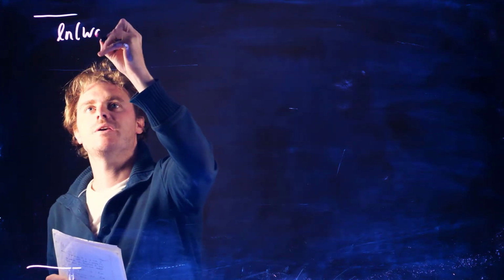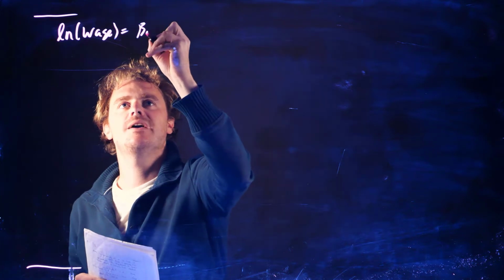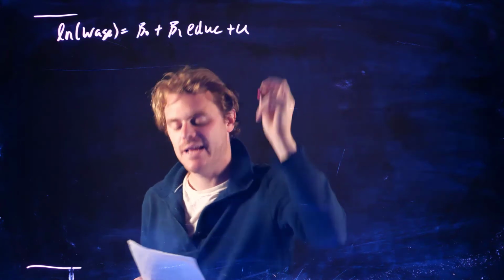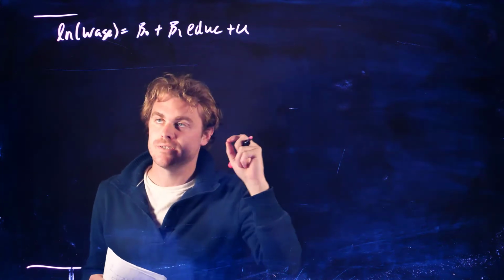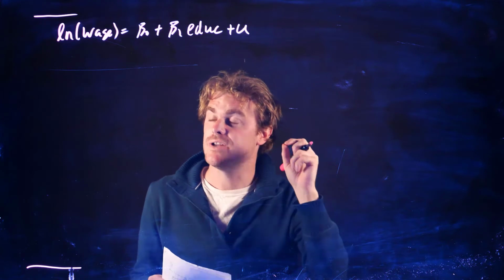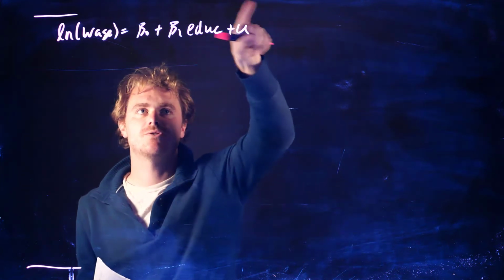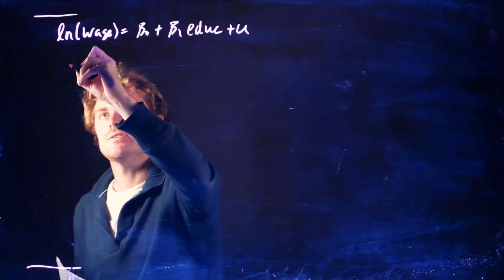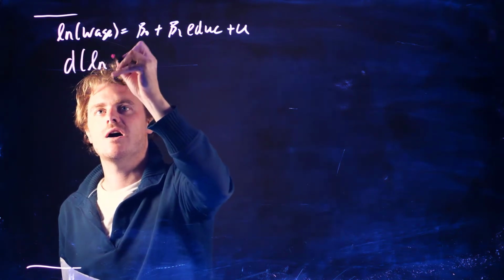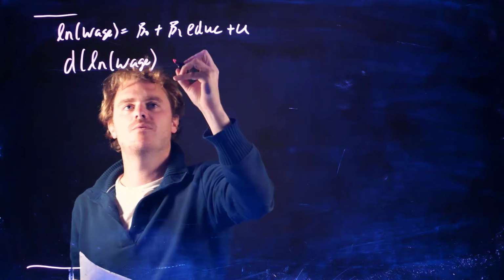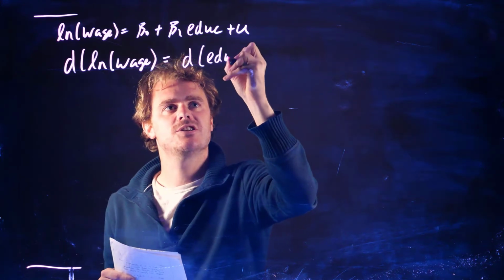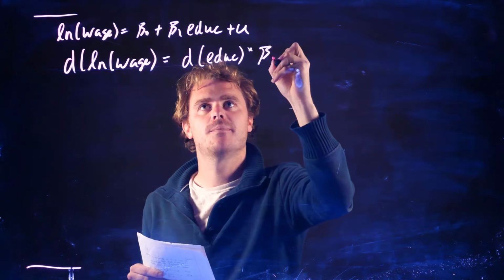All right, so let's rewrite that regression function up here. Log of wage equals beta 0 plus beta 1 education plus that error term. And now to understand the interpretation, we're going to think about taking the derivative of both sides of this equation. And so we have the change in the log of wage equals the change in education times beta 1.